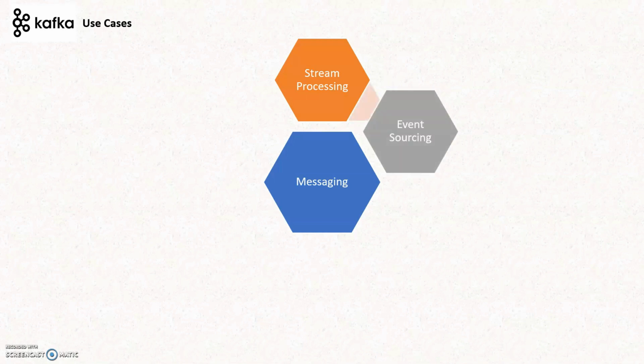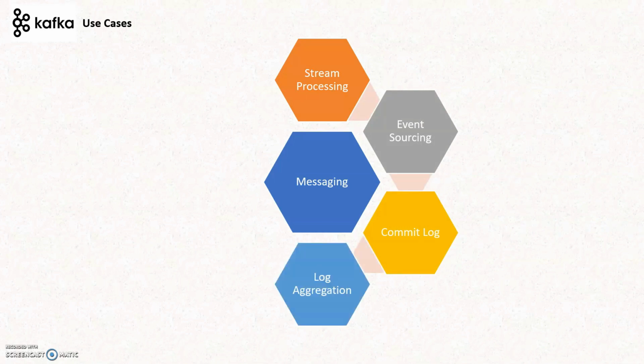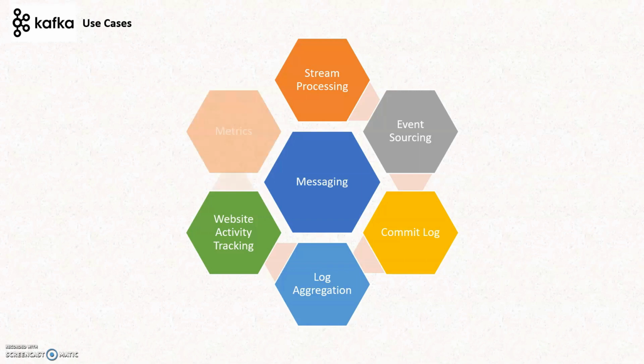Event sourcing, followed by commit log and then log aggregation. Website activity tracking, that if any particular event is happening on a particular website, that website can be tracked with the help of Kafka. Then followed by different metrics. Okay, so these are the different use cases.